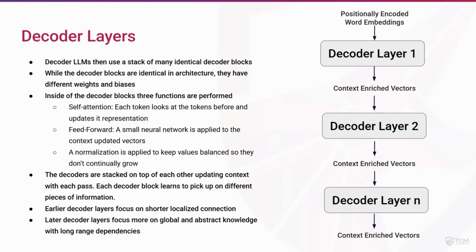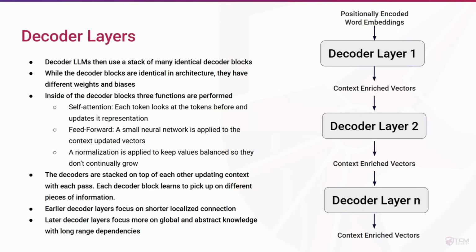Where the real magic happens in Decoder LLMs is in the decoder layers. Decoder LLMs use a stack of many identical decoder blocks. And while these blocks are identical in architecture, they have their own neural connections inside of them, which have different weights and biases that are learned in training.